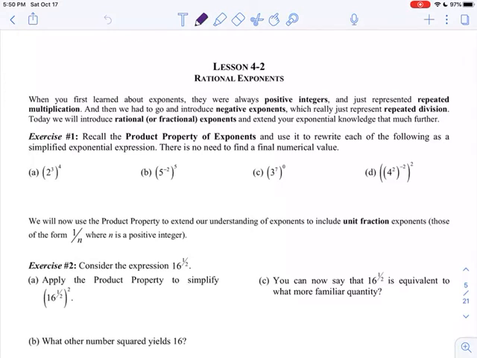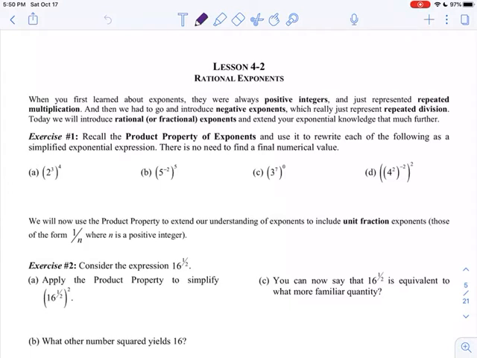Hi, Algebra 2. This is Unit 4, Lesson 2, and today we're going to talk about rational exponents. When you first learned about exponents, they were always positive integers, whole numbers, and then we talked about negative exponents. And then today we're going to talk about exponents that are fractions.